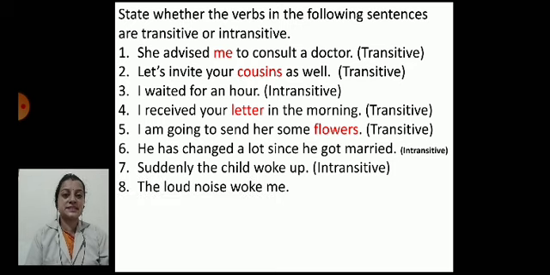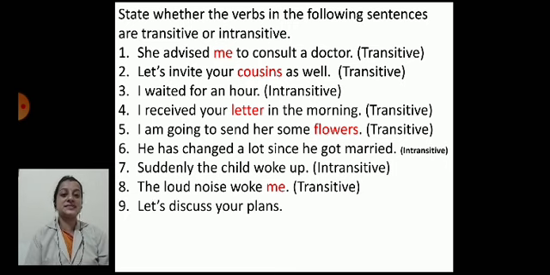Let's move towards the next sentence. The loud noise woke me. Here you can see, what is the action verb? Woke is the action verb. But the loud noise woke whom? Me. So me is the object, right? So we can say that woke is the transitive verb here.